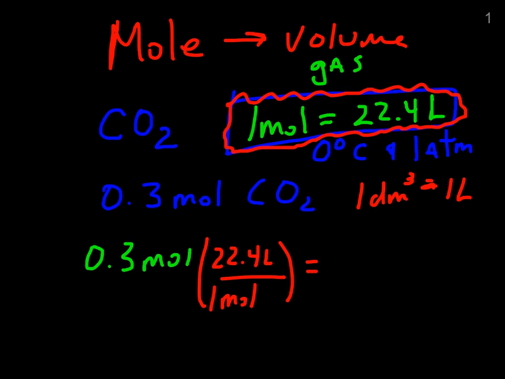So now all I've got to do is, all right, moles are going to cancel out. I know I'm good to go. I'm going to end up with liters as my answer, because liters is the last remaining unit that's showing, and it'll be 0.3 times 22.4. Okay, and I really only have 1 sig fig, so I'm going to end up with 7 liters as my answer. So 0.3 moles of CO2 is going to occupy 7 liters.